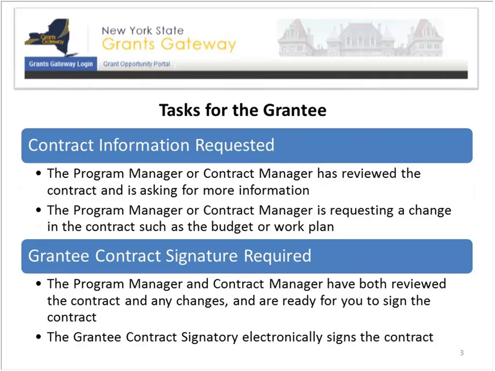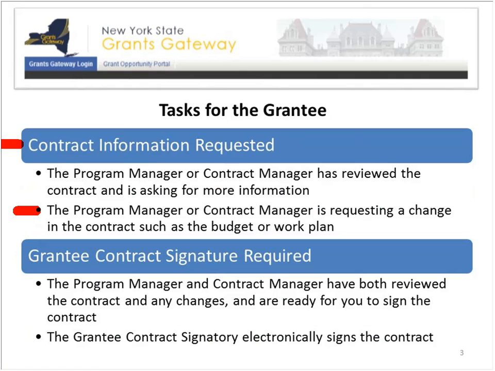Okay, so your organization, I'll reference you as the grantee, is going to have two different tasks to do in the system. Not at the same time, but one after another. So contract information requested, all of you now have this task right now. In this case, the program manager or contract manager has reviewed the contract, and they're asking for more information. Like we said, it's probably the budget and the work plan, and that's what it is for yours.